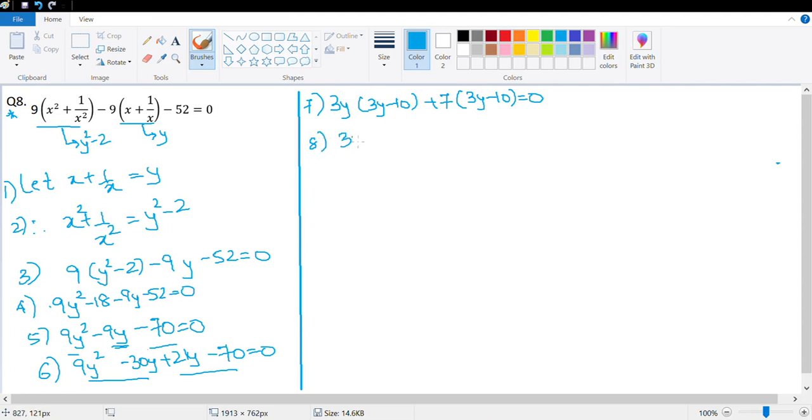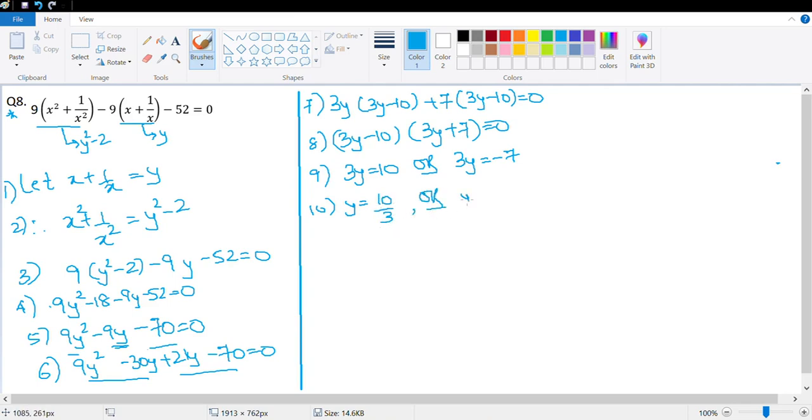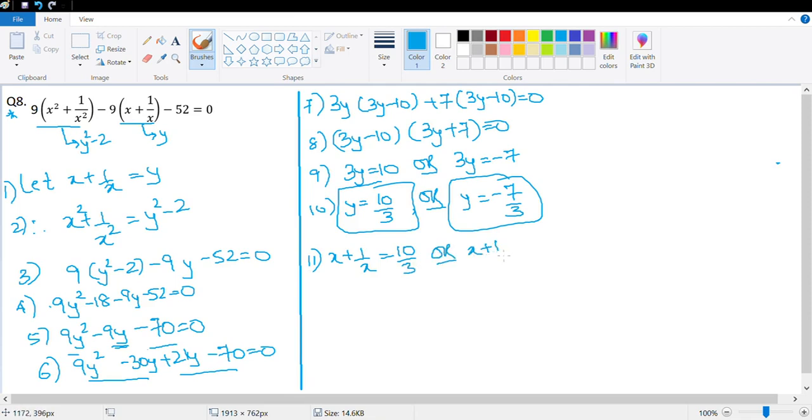This gives us 3y minus 10 multiplied with 3y plus 7 is equal to 0, which means 3y is equal to 10 or 3y is equal to negative 7. This gives us y is equal to 10 by 3 or y is equal to negative 7 by 3. So we've got two values of y, but y is a variable that we introduced on our own. So let's resubstitute it back, which means x plus 1 upon x is equal to 10 by 3 or x plus 1 upon x is equal to negative 7 by 3.